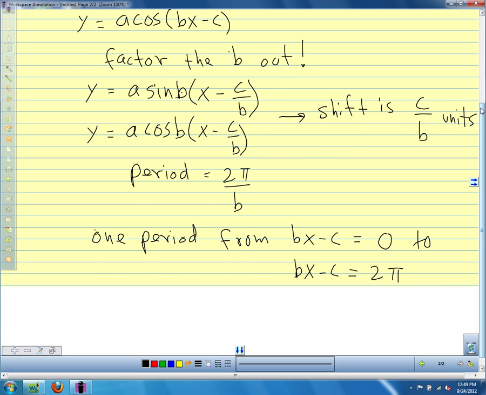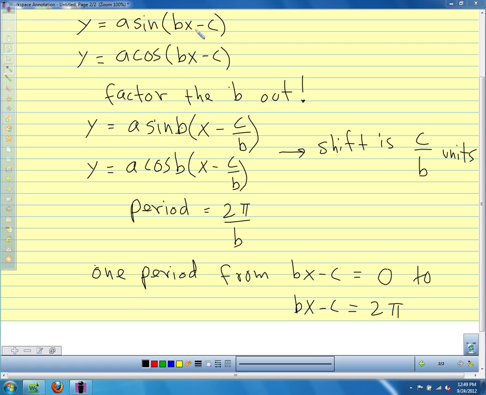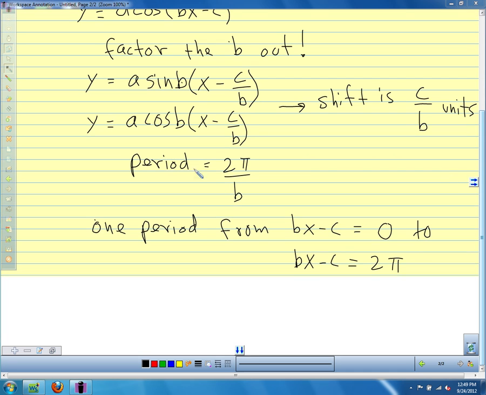So I'm thinking of this whole thing in here as my angle. When the angle changes from 0 to 2 pi, my function is going to go through one period. So the period is still 2 pi over b units, but our period starts where bx minus c equals 0, and it goes to where bx minus c equals 2 pi. That's how we accommodate our shift.